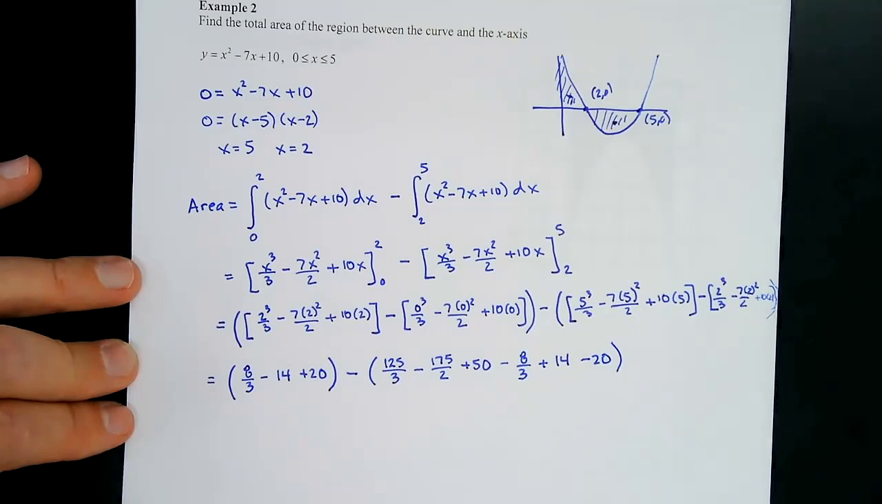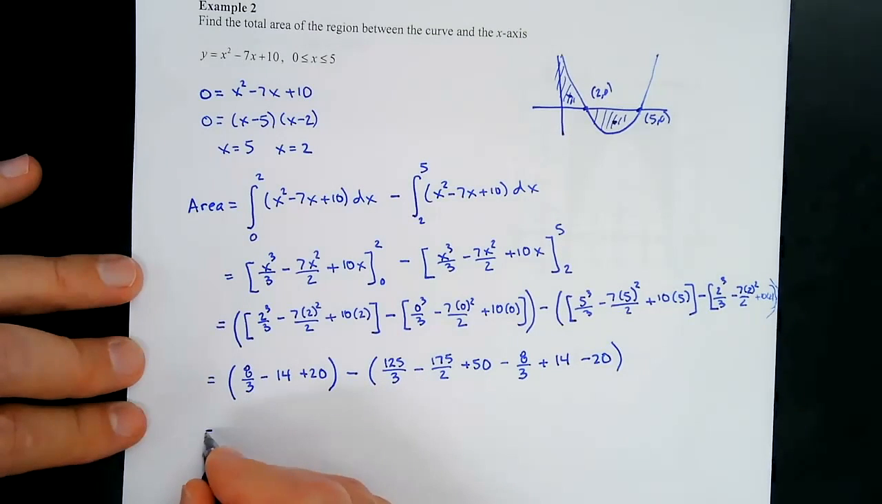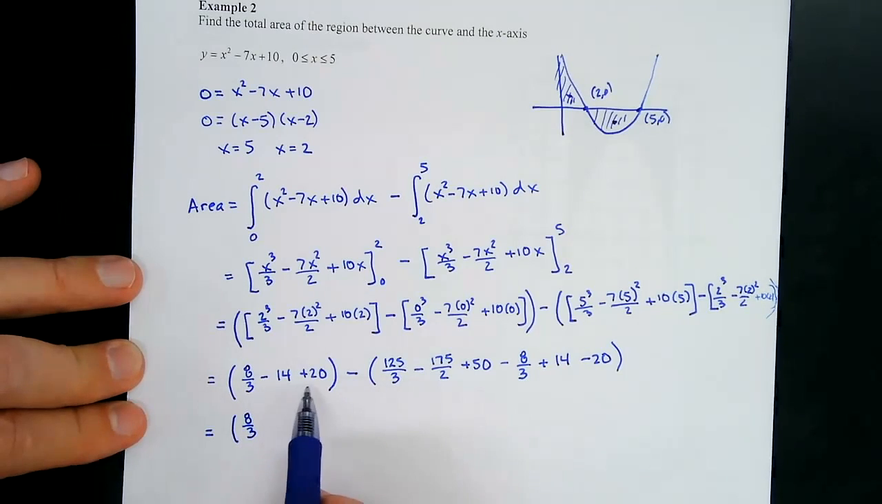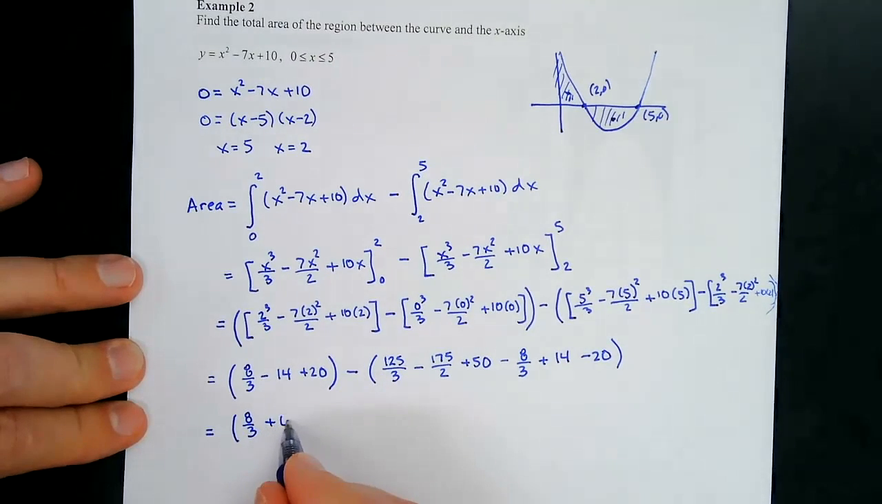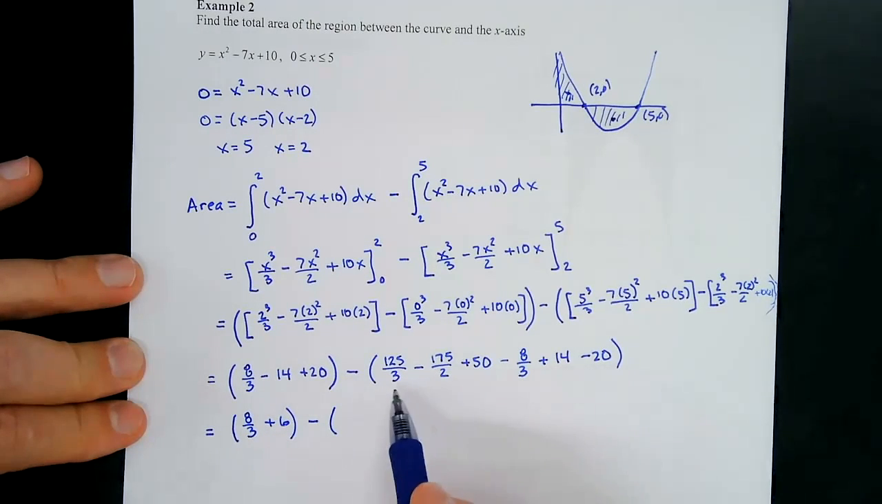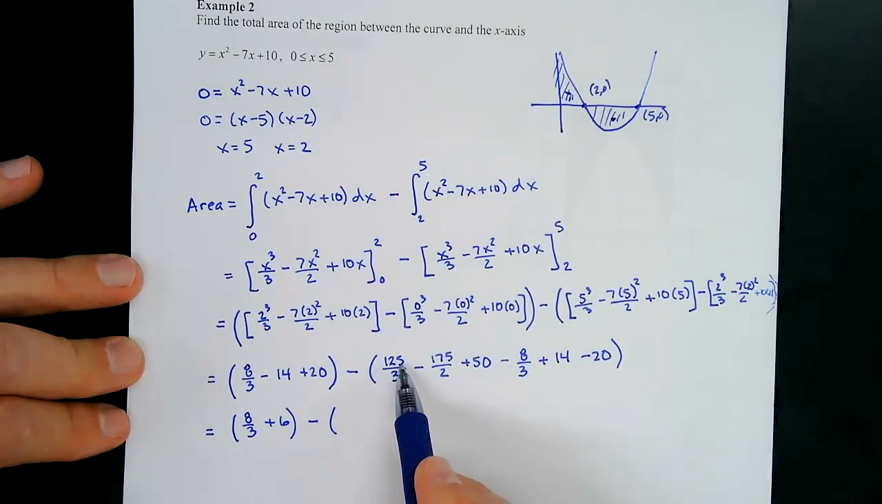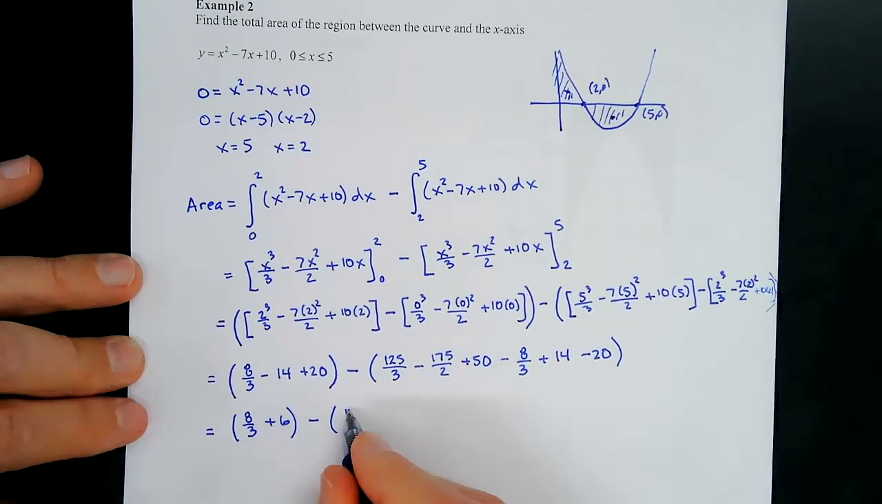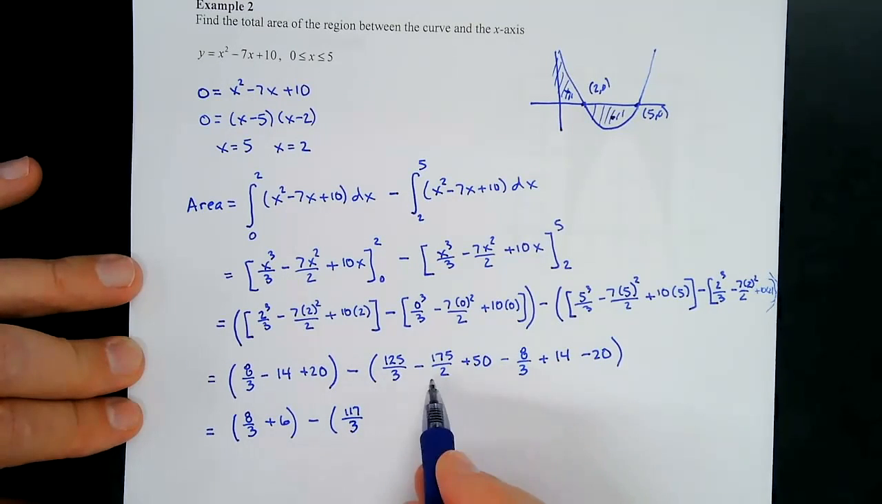I would try to clean some of this up, okay? So what we have here is 8/3, and this would be plus 6. And then minus, and I'm going to combine anything that I can in here. So 125/3 minus 8/3, that would be 117/3. You get ugly numbers fast with this, okay? So this would be 117/3, and then minus the 175 halves.